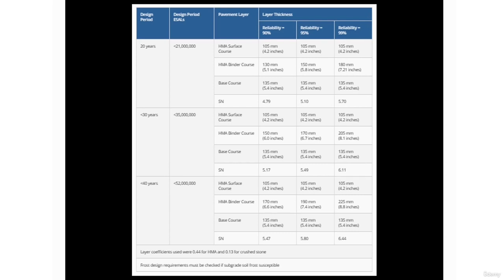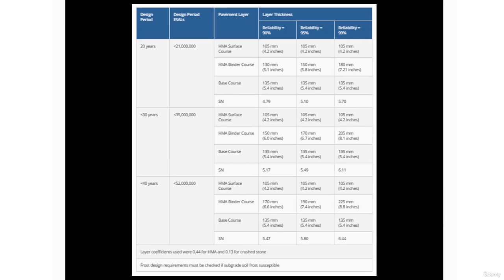For a 30-year design life, it will cost 2.1 million per kilometer. For a 40-year design life, it will cost 3.4 million per kilometer. And this is a 16 kilometer road. So now you're just going to say 16 multiplied by 1.5. So you can give them different options on the budget.